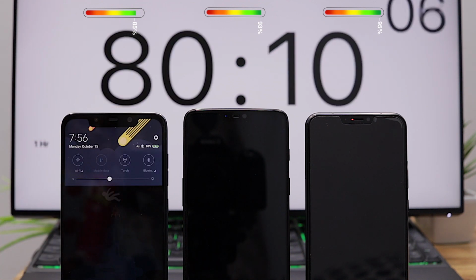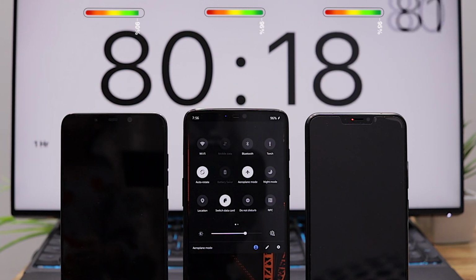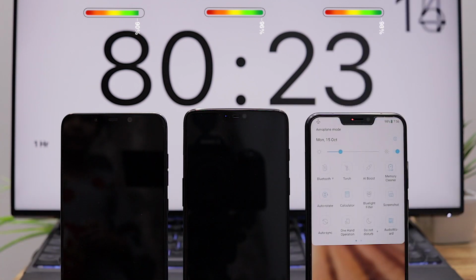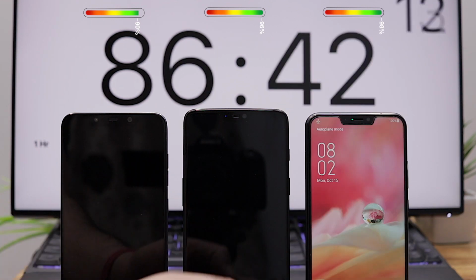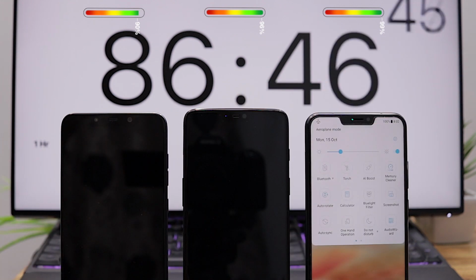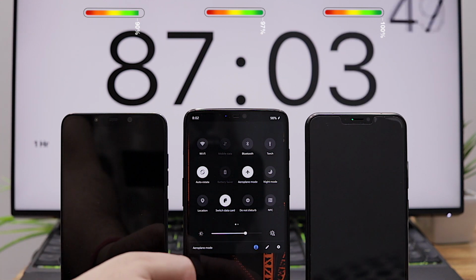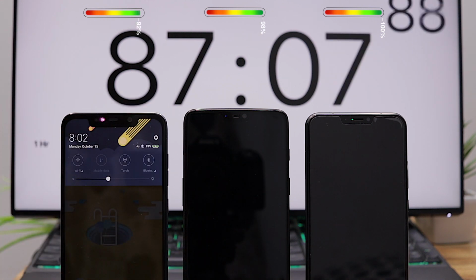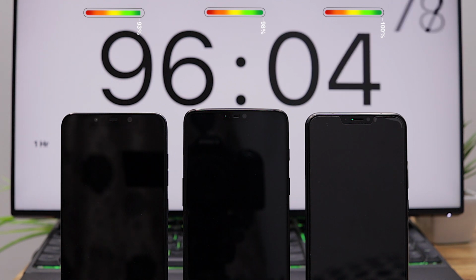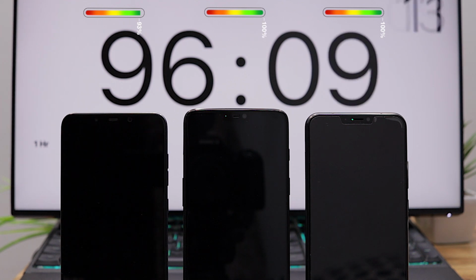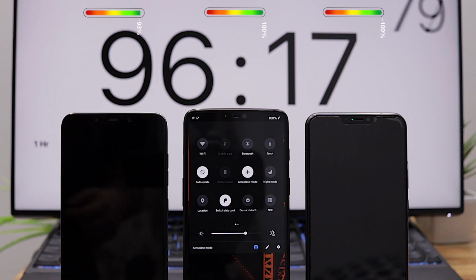After 80 minutes, Poco F1 is 90% charged, OnePlus 6 is 96% charged and 5Z is 98% charged. Zenfone 5Z still leads by 2%. Zenfone 5Z gets completely charged after 86 minutes, whereas OnePlus 6 is at 98% and Poco F1 is at 93%. OnePlus 6 gets 100% charge after 96 minutes, which is 10 minutes more than the time taken by Zenfone 5Z.